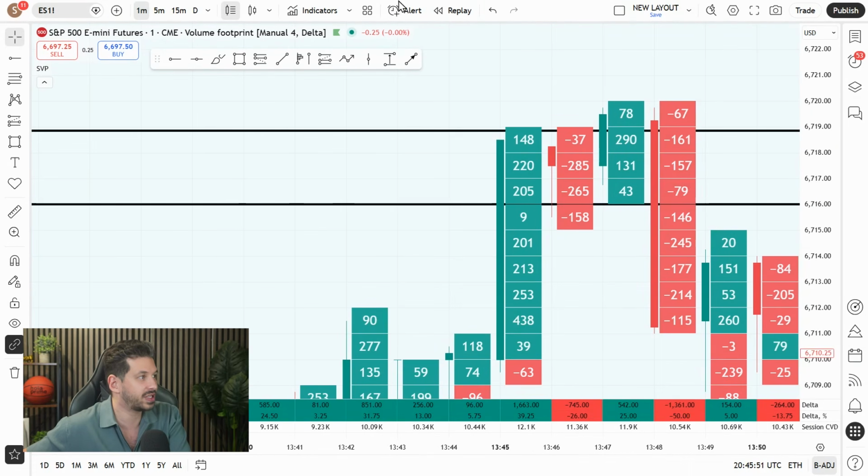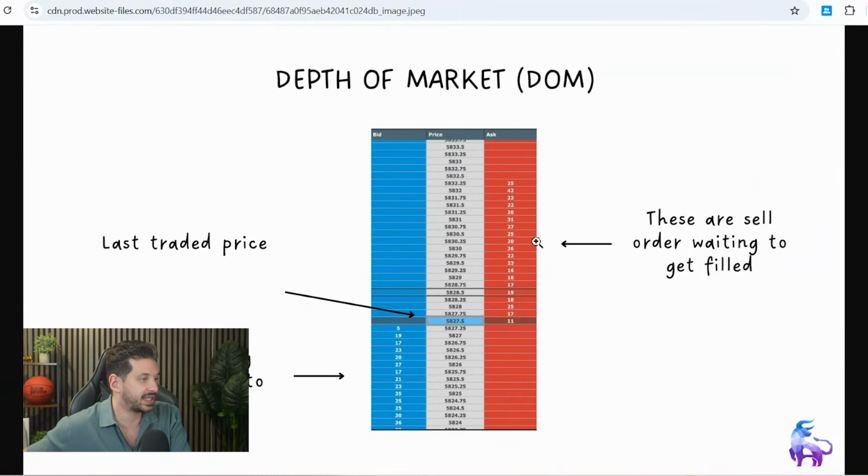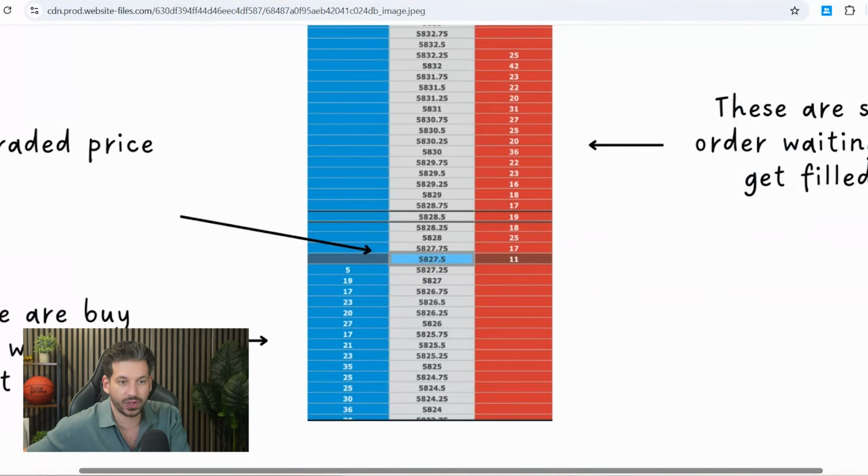So I'm going to head over to the depth of market really quick, and I'm going to show you a picture of the depth of market. So here's the depth of market, right? I'm sure most of you know, if you've ever traded, what the depth of market is. This is a picture of it. It makes it really easy just to see.